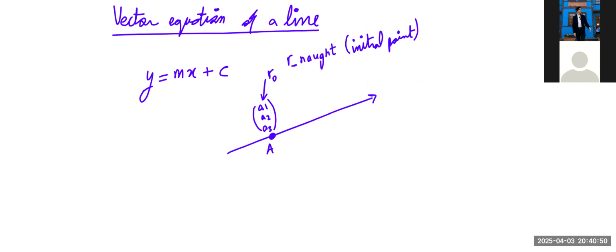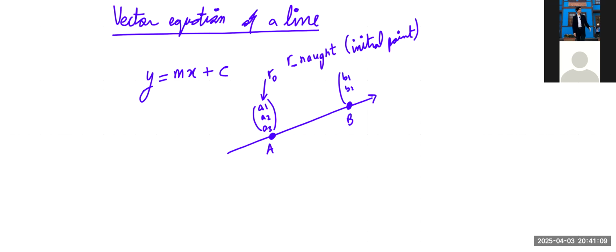Because obviously, if I just have one point, the vector could have been anything. It could have been any one of these vectors. As long as it passes through one point, that's not enough information. So I need one more point on the line. Let's call it point B.